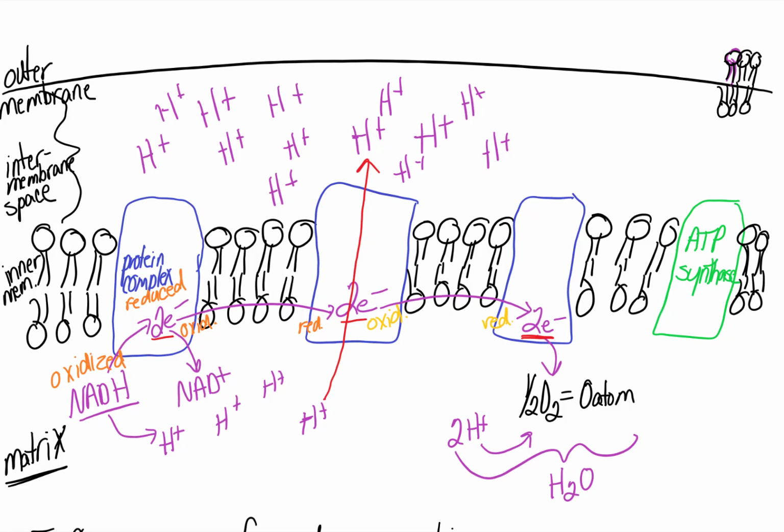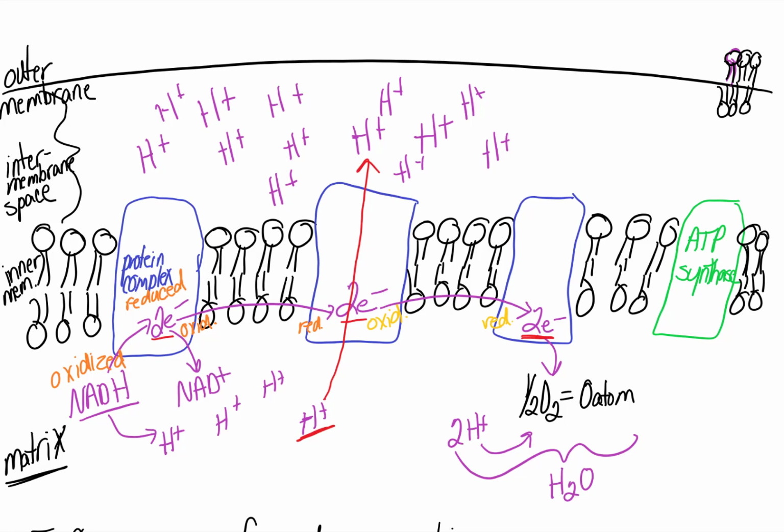Now, we know that hydrogen ions are charged, so they can't directly move through the phospholipid bilayer. This is not a possibility because they would get stuck in the hydrophobic center of the membrane. So instead, they need a transport protein to move across that inner mitochondrial membrane. And having that transport protein there is going to allow for that movement.